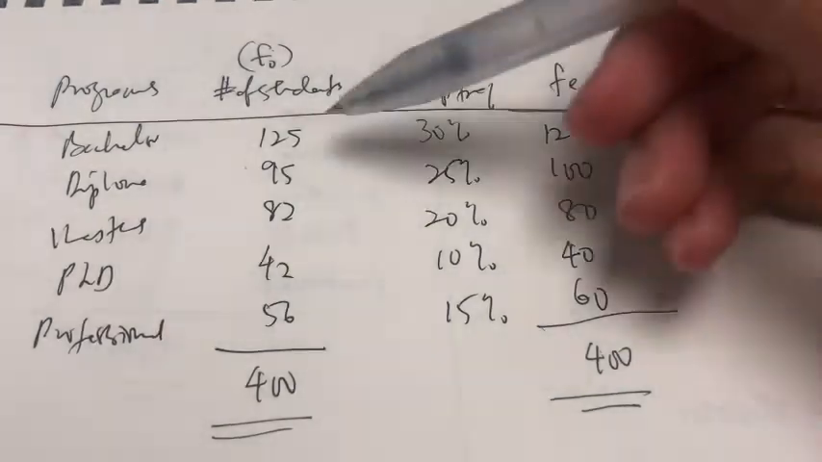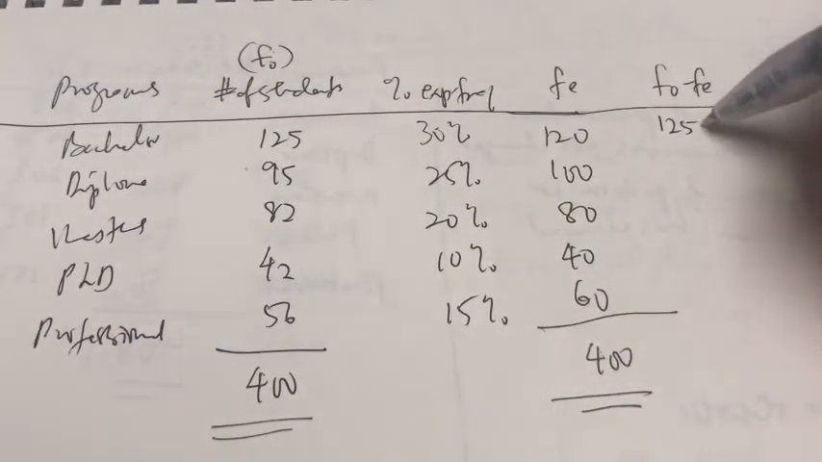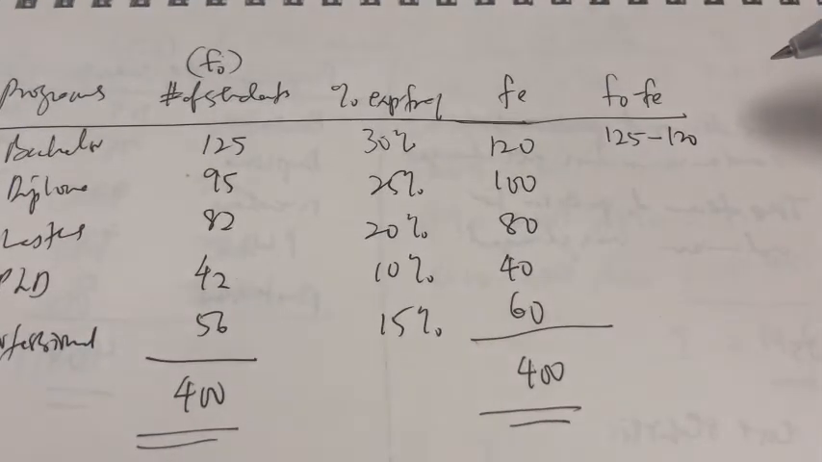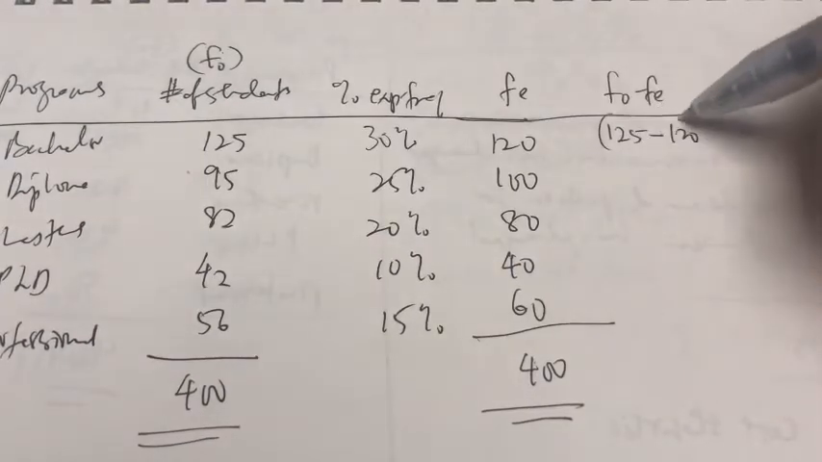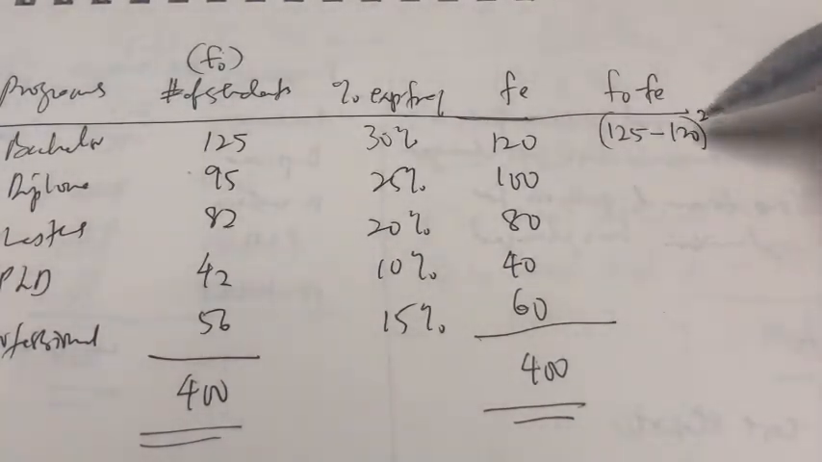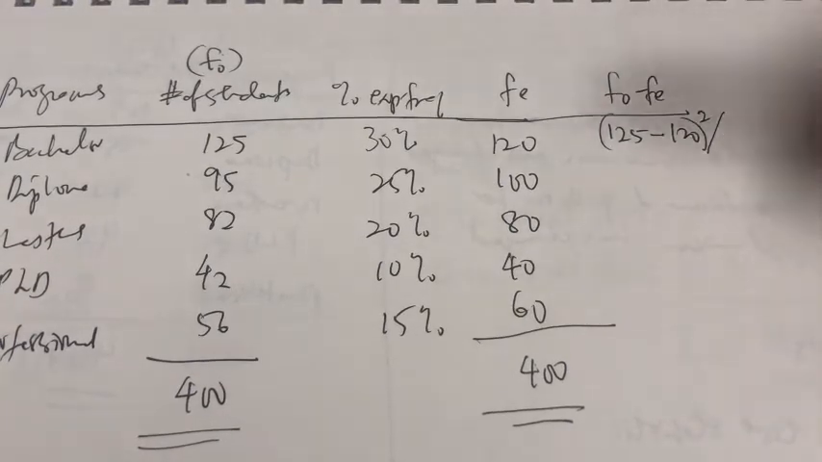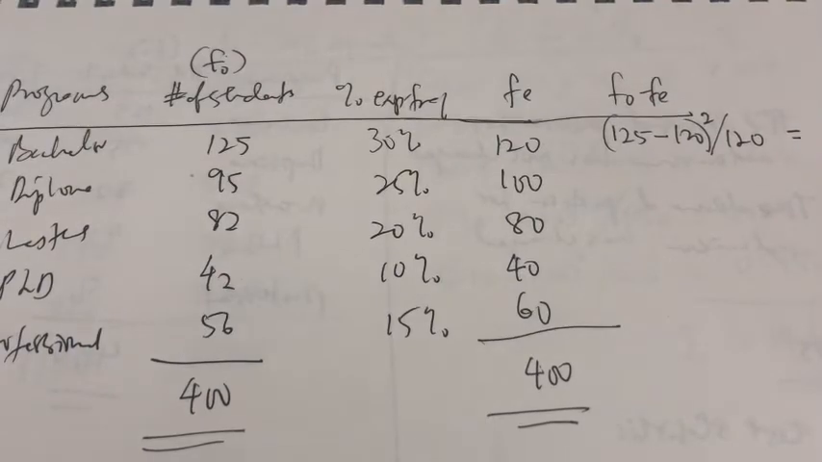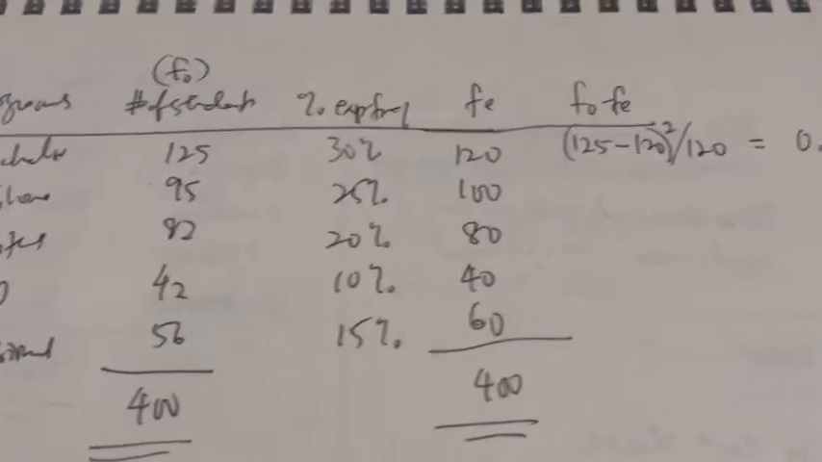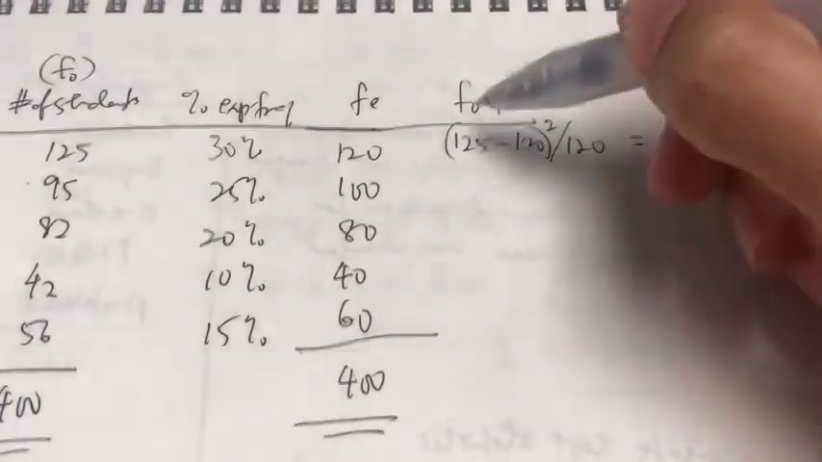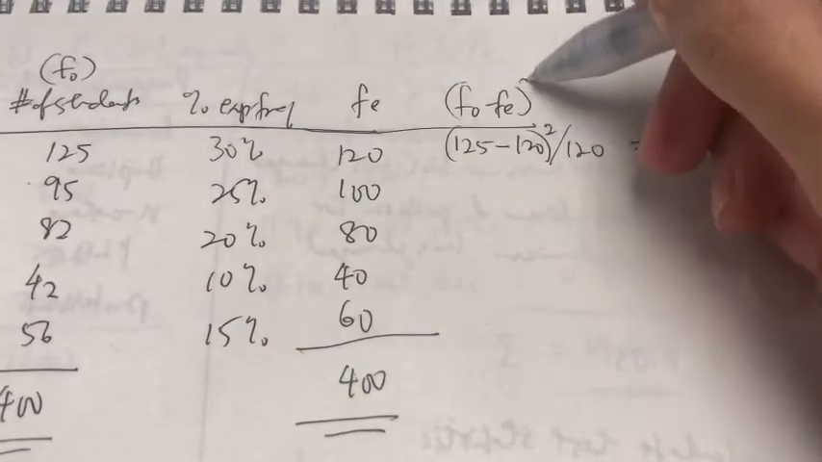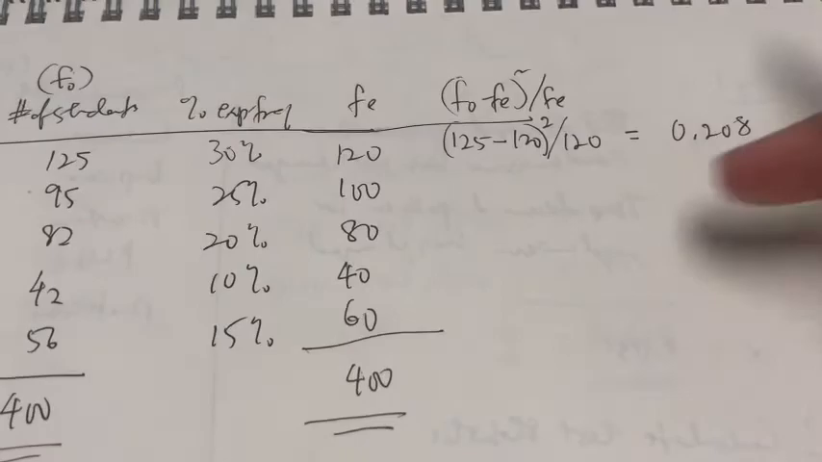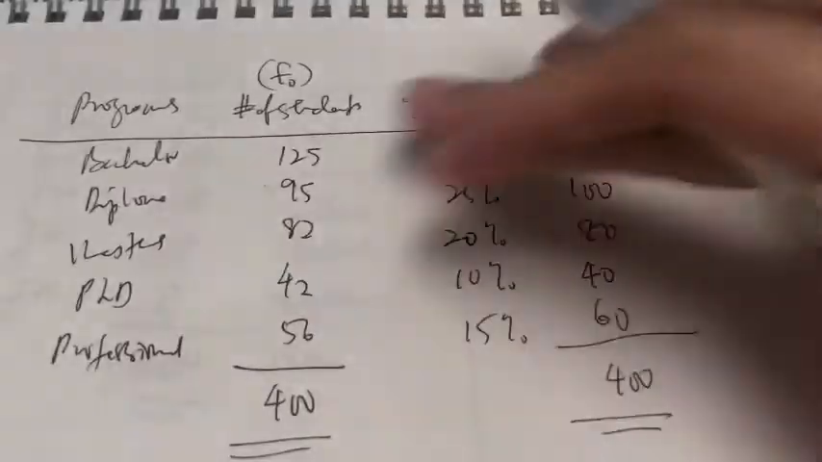So FO 125 minus FE 120, it's basically 5. Then we square the 5, it becomes 25 over FE 120. So what we'll have is 0.208. Maybe I should write this: FO minus FE, we square it over FE. Do the rest for each and every one of the programs.